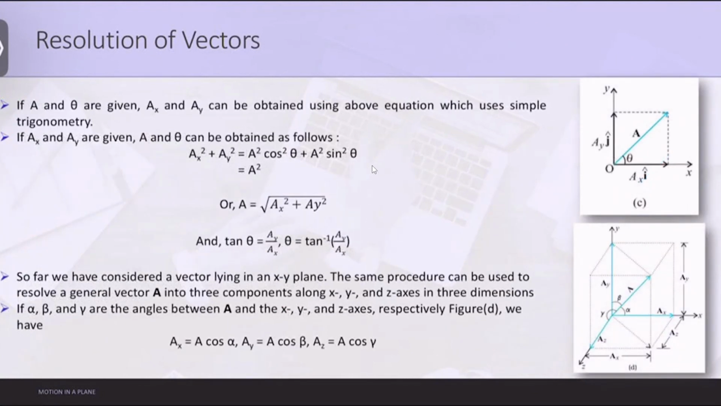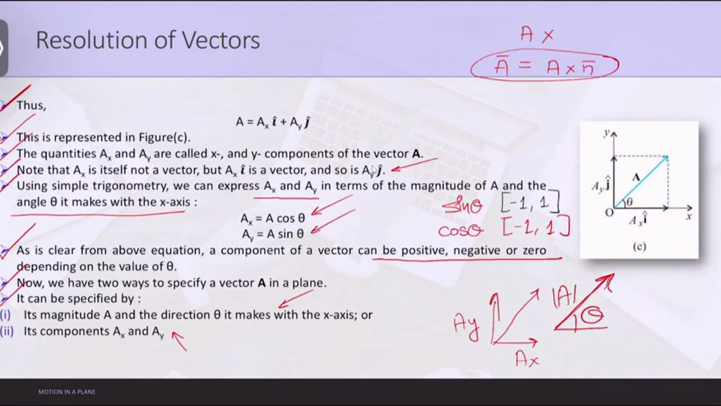If A and theta are given, AX and AY can be obtained using the above equation, which uses simple trigonometry. Let us say we know only A and theta, and we need to calculate the values of AX and AY. How can it be obtained? Directly, as AX is equal to A cos theta and AY is equal to A sin theta.